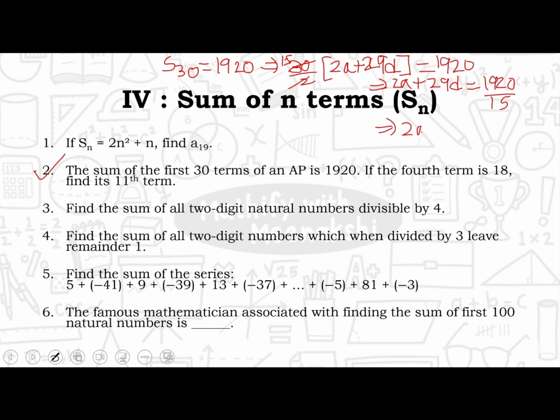Now 2a plus 29d is equal to, you have to simply divide 1920 by 15. So what will we get? 128. This is our first equation.